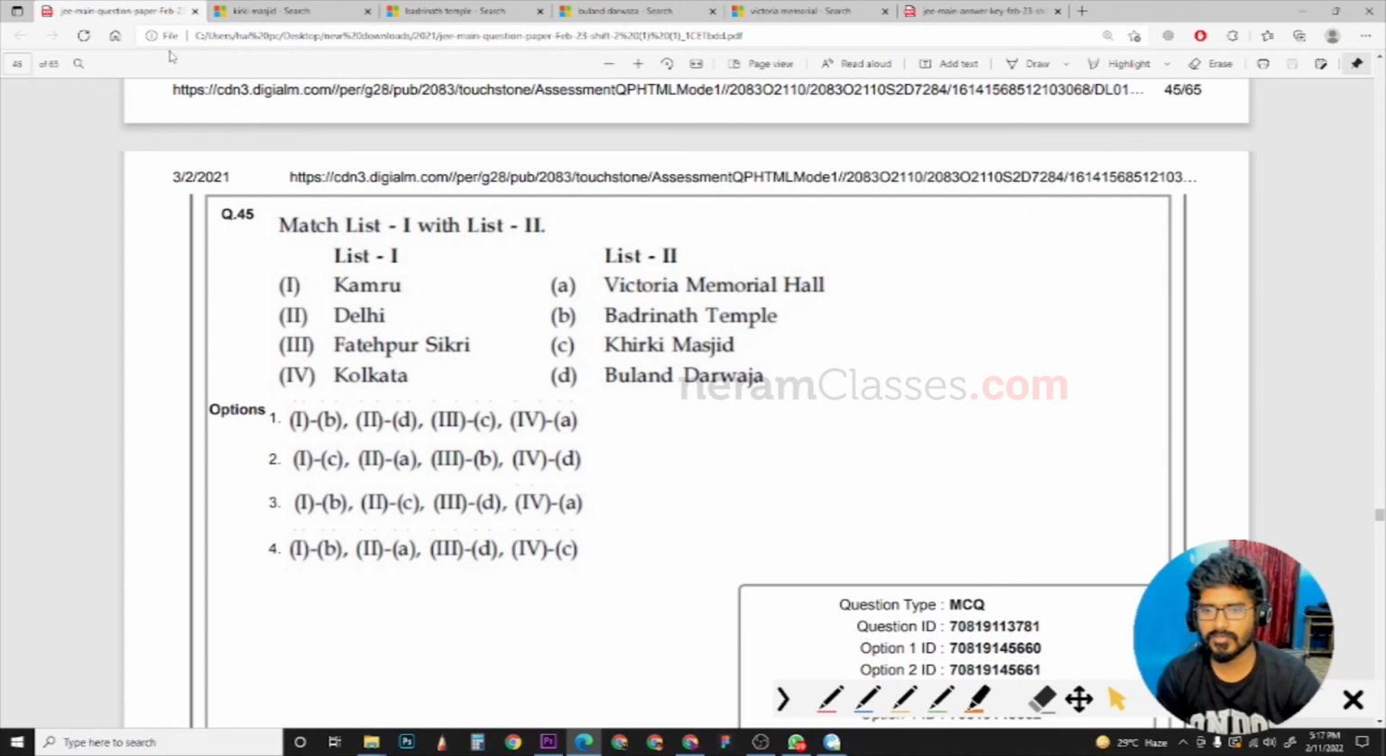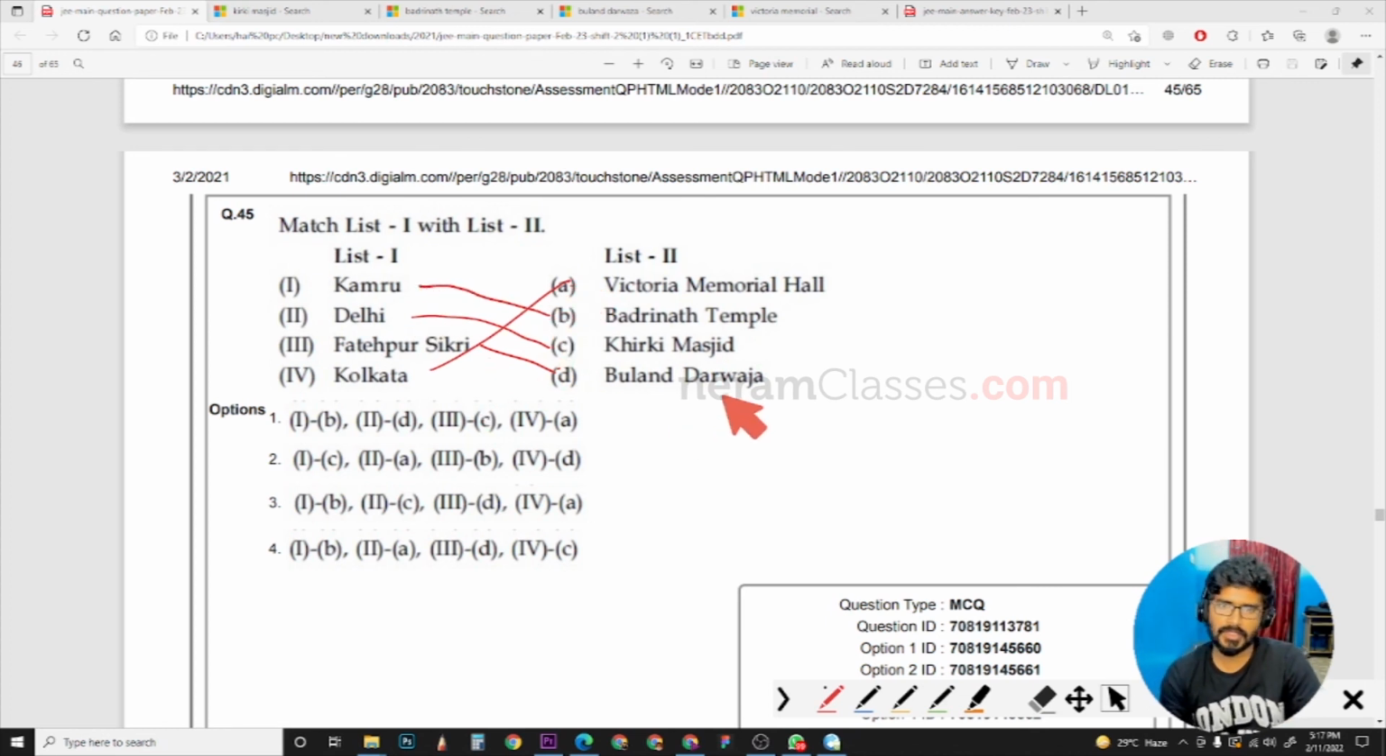So we need to match these. Buland Darwaza is Fatehpur Sikri, in Delhi we have Jama Masjid, Calcutta is Victoria Memorial, and Badrinath Temple is in Kamru. So these are the options. One is B, two is C, and three is D and A. Sorry, B, C, D, A. B, C, D, A. That is option 3, the right answer for this question.